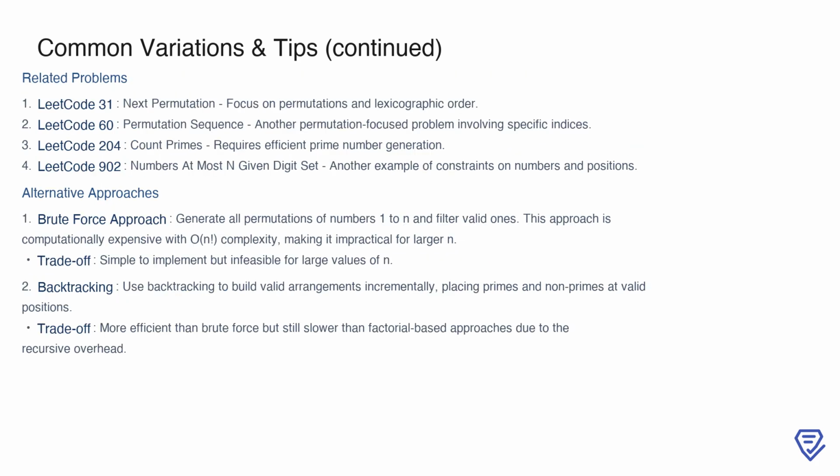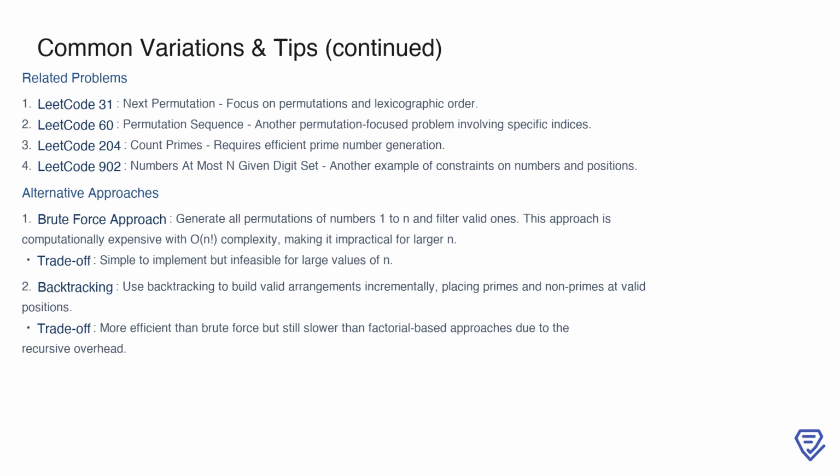This problem also connects to several related problems that can help deepen your understanding. For instance, LeetCode 31, Next Permutation, focuses on generating permutations in lexicographic order, while LeetCode 60, Permutation Sequence, involves working with specific indices of permutations. LeetCode 204, Count Primes, emphasizes efficient methods for prime number generation, which is directly relevant here. Another related problem is LeetCode 902, Numbers at Most N Given Digit Set, which also deals with constraints on positions and values.